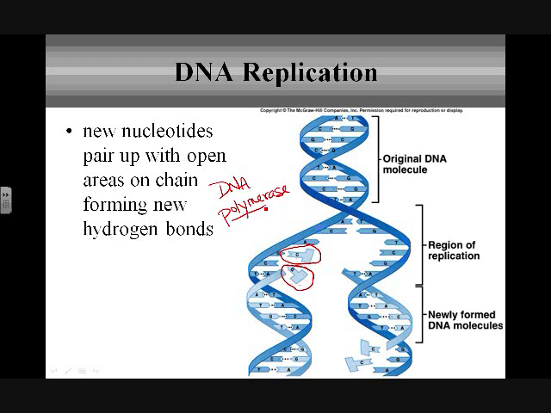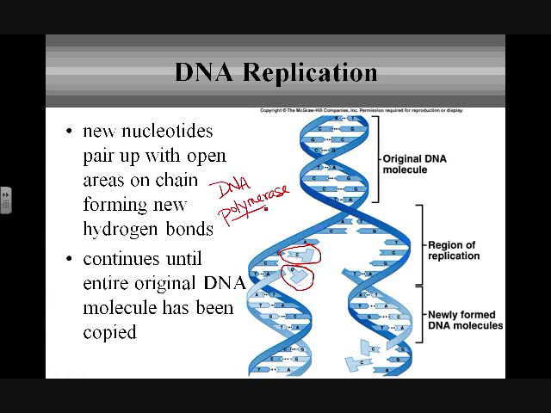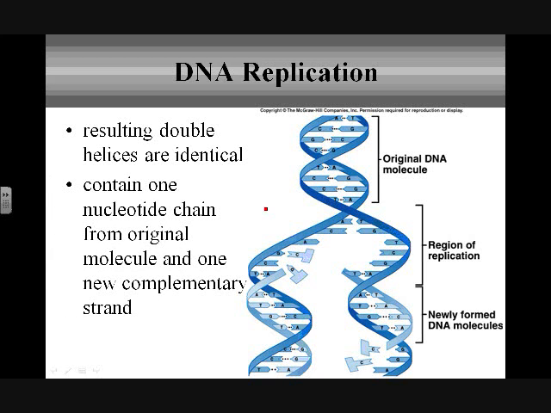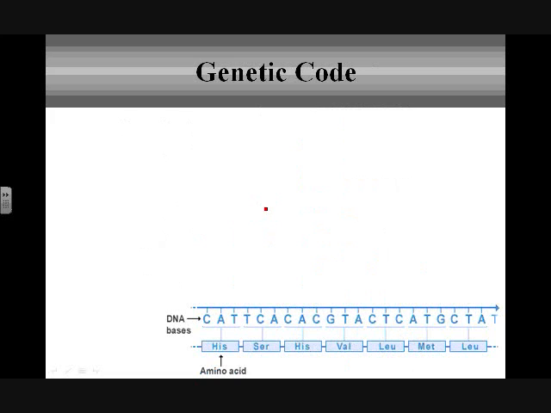Remember, a polymer is multiple molecules joined together. That's going to continue to happen until ultimately you have two complete DNA molecules that are absolutely identical. The results are identical genetic information, and each new molecule is half old, half new. One strand of the double helix is the original, and one strand is complementary, giving you your double helix. And it's in both of the molecules that end up as the final product.